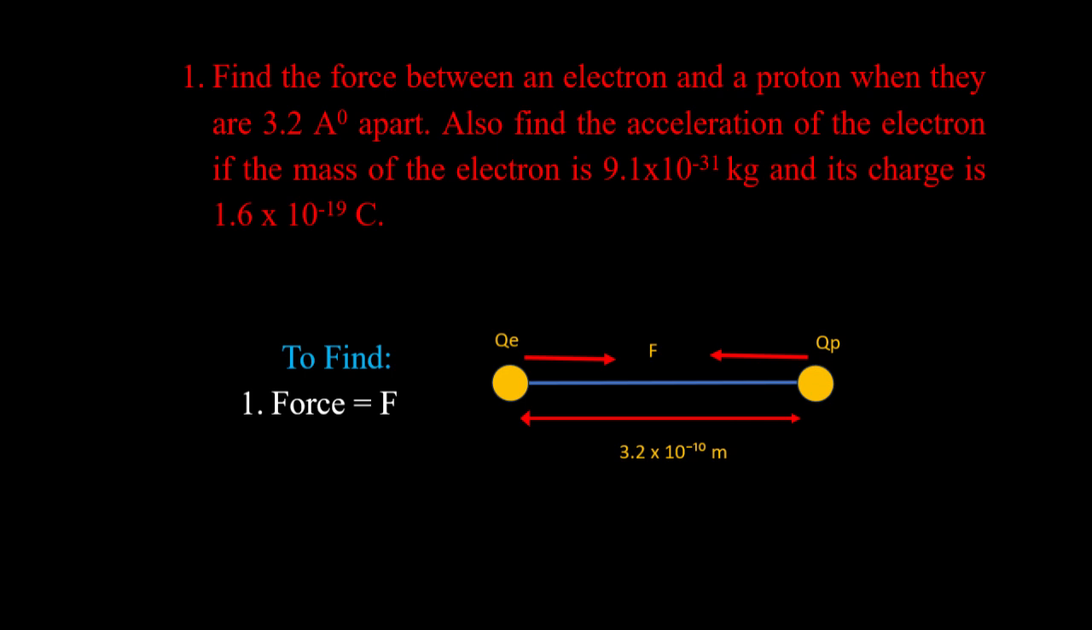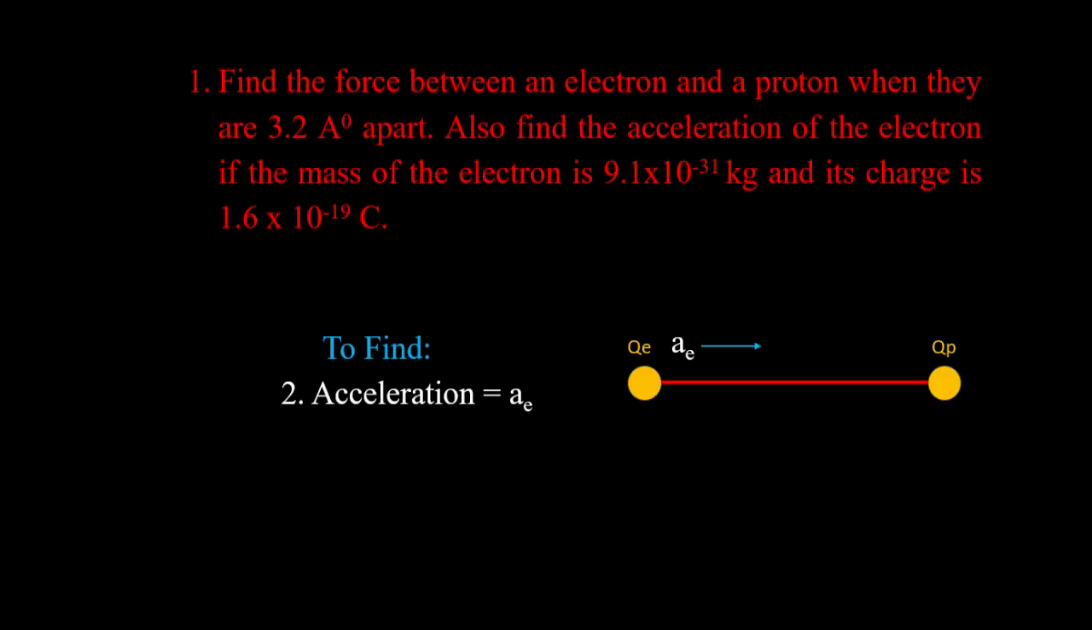Now we'll see what variables we have to find in this sum. First, we have to find the force between the electron and the proton when they are 3.2 angstroms apart. So that's the first one. The second thing is, as the electron and the proton move towards one another, both are accelerated. But in this sum, we need to find only the acceleration of the electron. The acceleration of the proton is not asked in the sum. So these are the two variables that we have to find in this sum.